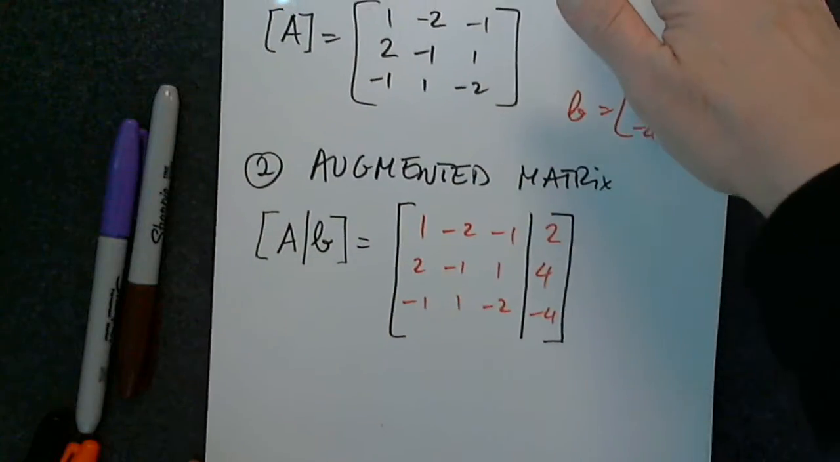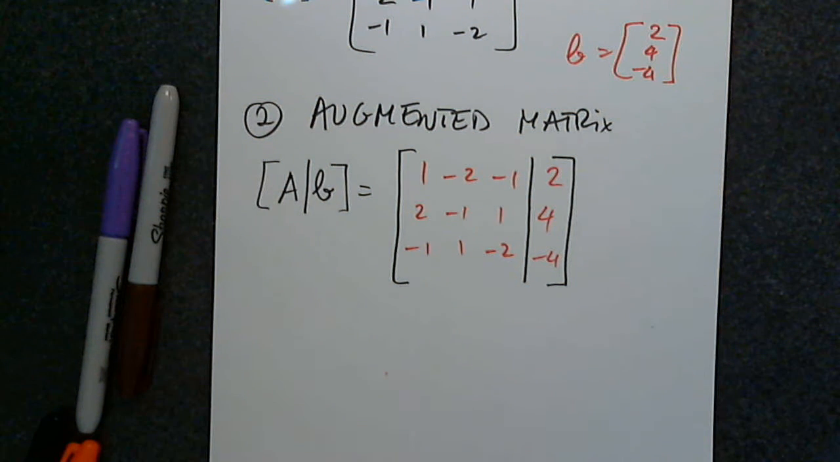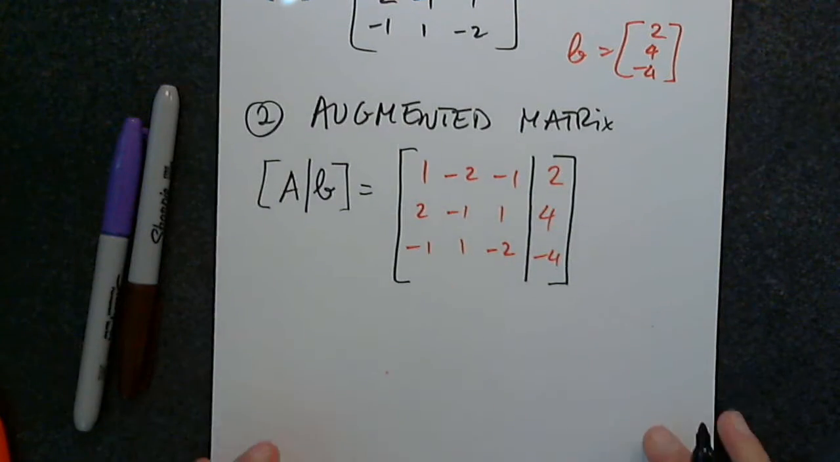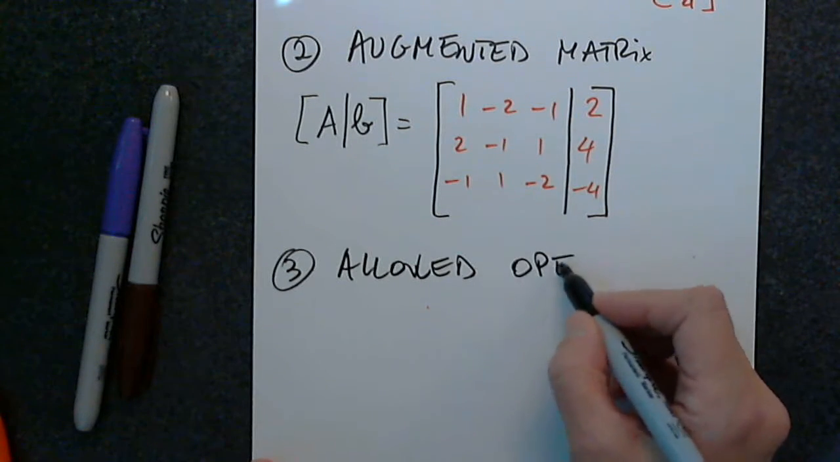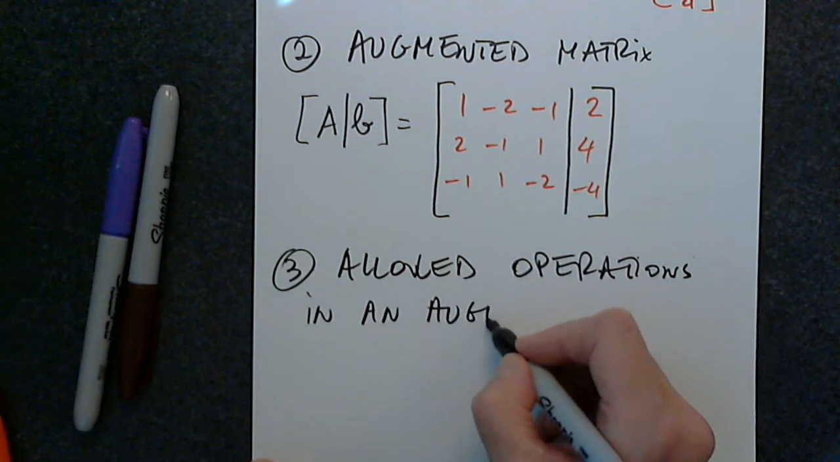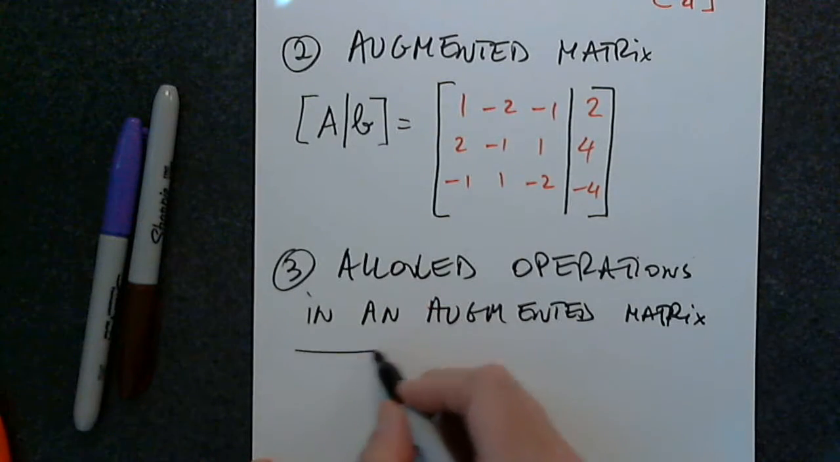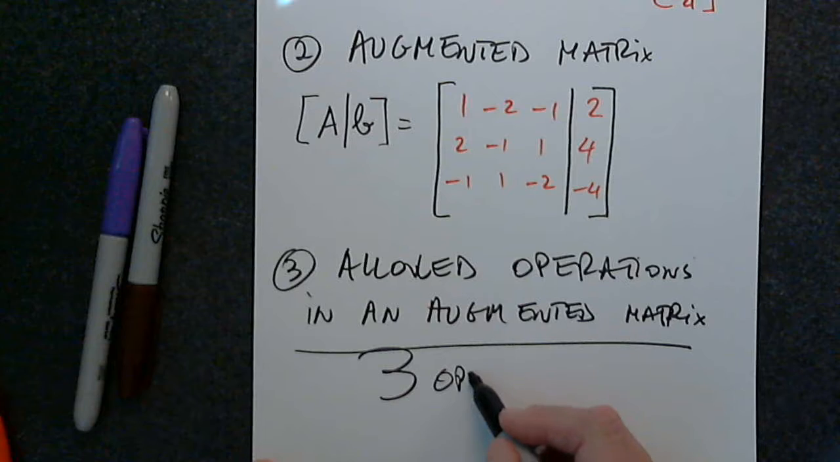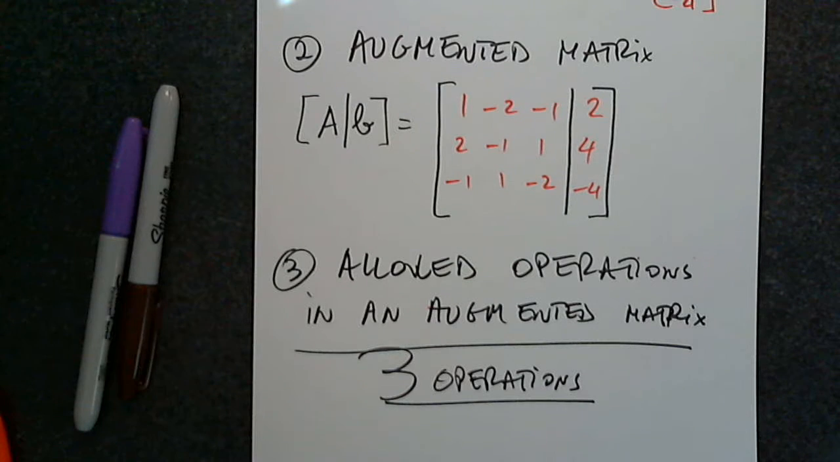Next step. So if I give you right now something like this, will you be able to go back to the system? Quite easily, right? Okay, perfect. Step number 3. Allowed operations in an augmented matrix. There are 3 operations. Only 3 operations are allowed in the augmented matrix.